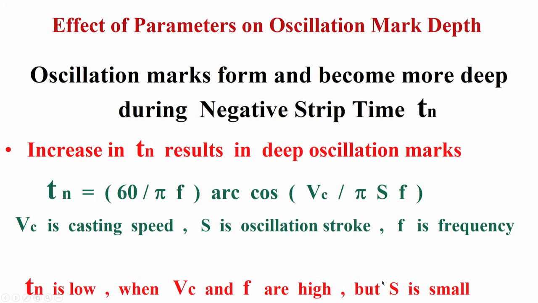And the stroke, that means the displacement, the movement of this mould cycle, the stroke displacement should not be very high, it should be low, maybe 4 millimeter, 5 millimeter. So, lower stroke and high frequency, and whatever maximum casting speed is possible within the limitation of having a safe casting. So, high Vc, high casting speed, high mould frequency, and low mould stroke will give us relatively shallow oscillation marks, and which is desirable. We do not want very deep oscillation marks, we want only shallow oscillation marks.